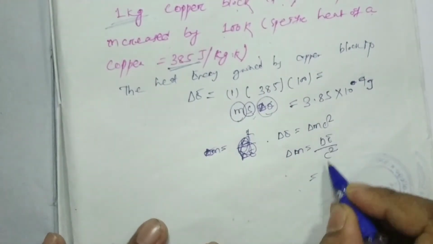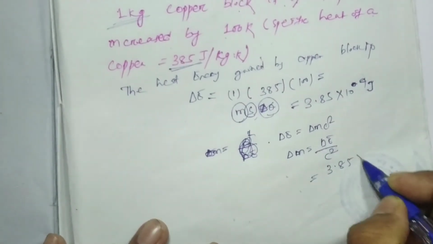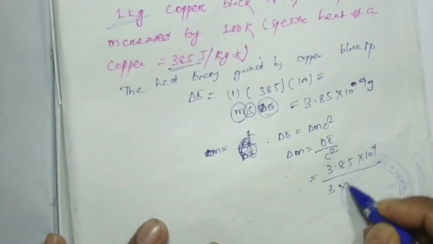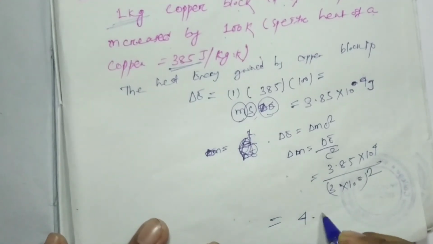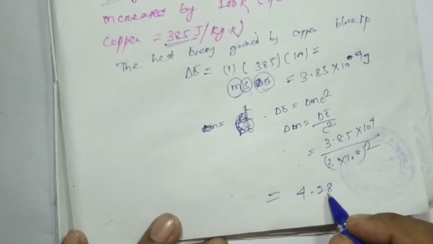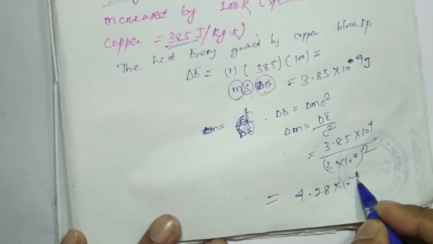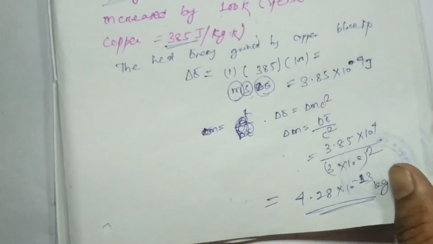That will be del E, which is nothing but 3.85 into 10 to the 4 by 3.3 into 10 to the 8 square. Approximately we can get the answer 4.28 into 10 to the power minus 13 kg. This much will be the answer you can get.